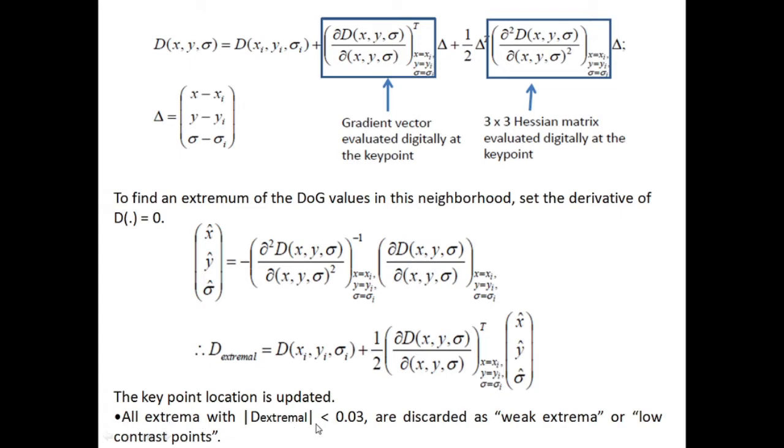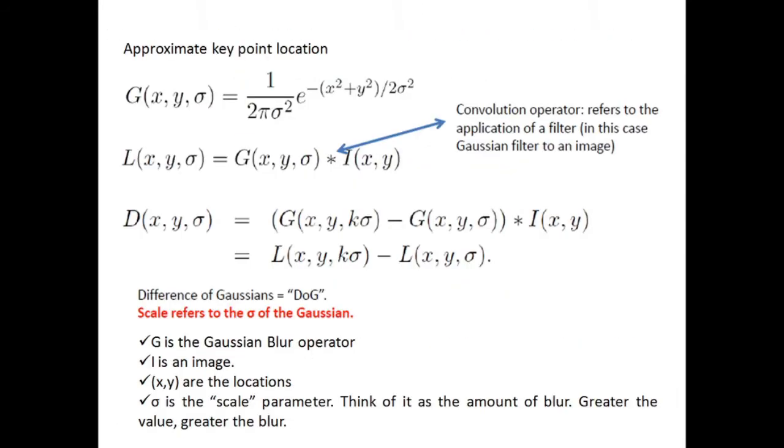All the extrema with D extrema less than 0.03 are discarded as weak extrema. Some threshold has been kept here, nothing else, because this difference of Gaussian is also a number. I don't know exactly what that number is, because the difference of Gaussian is the result of the difference between successive scales.